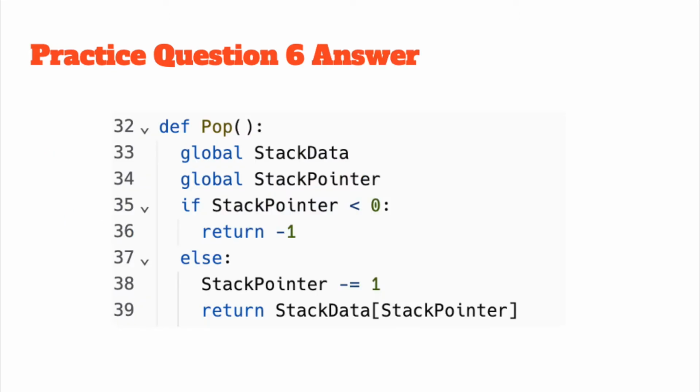Hopefully you got something like this. You define the pop function. You got the global stack data, global stack pointer as normal. If the stack pointer is less than 0, that means you return -1. Else stack pointer is decremented.